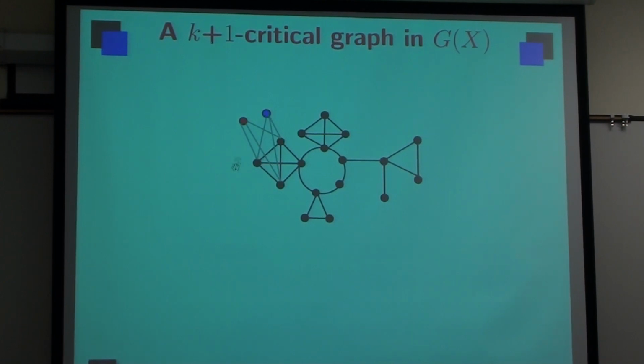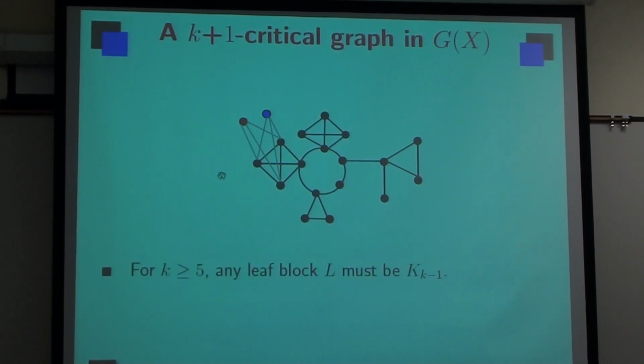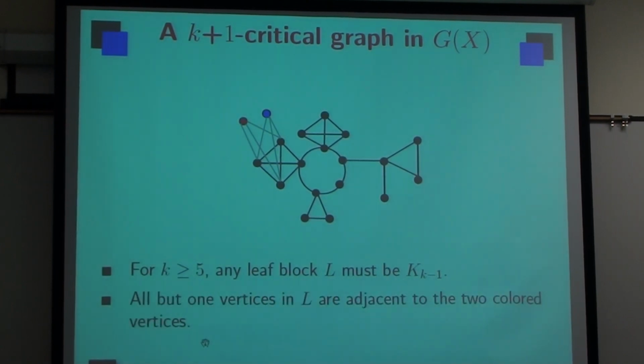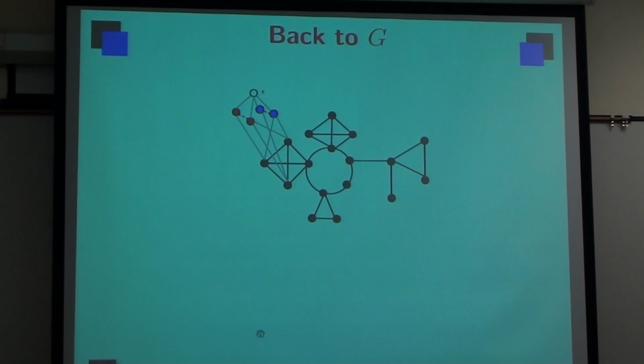Now, the critical graph should look like this. This part is the Gallai forest. These are the two special vertices, one red, one blue. And for a k-critical graph, k greater than 5, any new vertex in L must have degree at least k minus 1. This is just by our construction here. And all vertices but one in L are adjacent to these colored vertices. Using this, we can actually recover X, which is the original graph before the construction. And you get these structures.